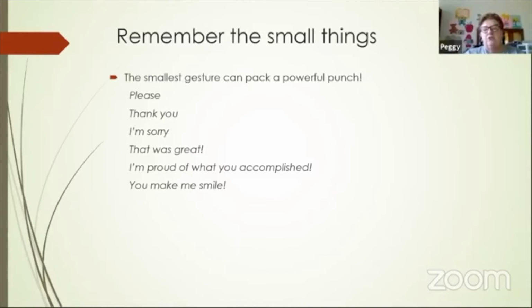To show that you care, being authentic, to your point of being authentic, I want to remind you to remember the small things. Remember the small things. Please, thank you. I'm sorry. That was great. I'm proud of what you accomplished, right? You make me smile. Whatever it is that might be a positive, even in your emails, right? Even if it's not a face-to-face conversation, but in your emails.